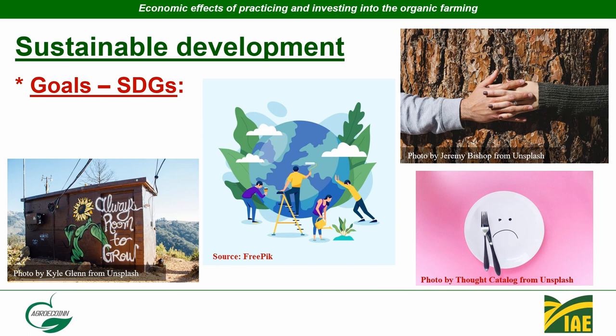16th, promoting peaceful and inclusive societies for sustainable development, providing access to justice for all, and establishing efficient, accountable, and inclusive institutions at all levels. 17th, strengthening the implementation and revitalization of global partnership for sustainable development. We should emphasize that each goal in certain contexts could be linked with agriculture and rural development.